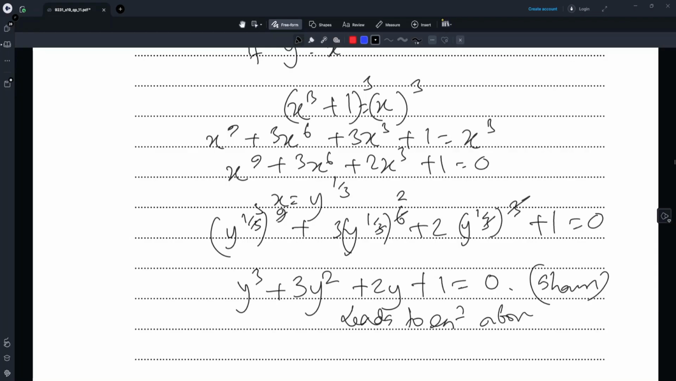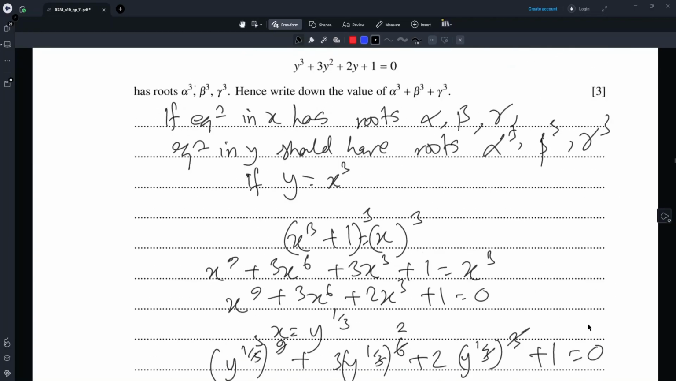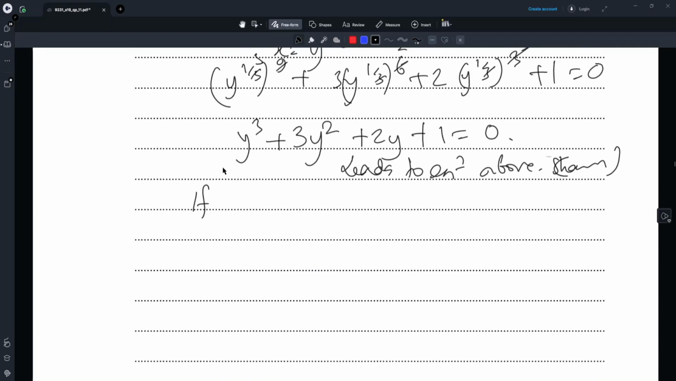Leads to the equation above. That's the thing I want to show. Then it says to find out the summation of the roots of this equation, which is basically alpha cube plus beta cube plus gamma cube. If so, I don't need to do anything else. I just have to do alpha cube plus beta cube plus gamma cube equals to, we know the summation of the roots equals to minus b by a, or the coefficient of this by that. So it's going to be minus.